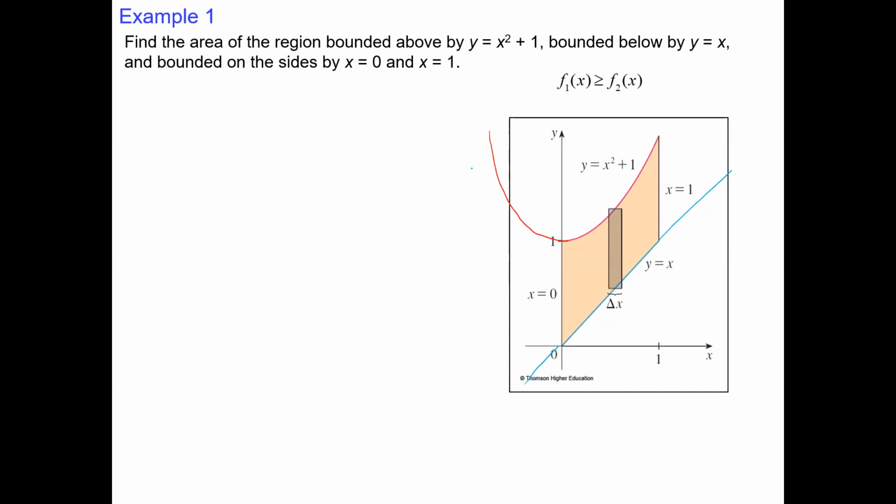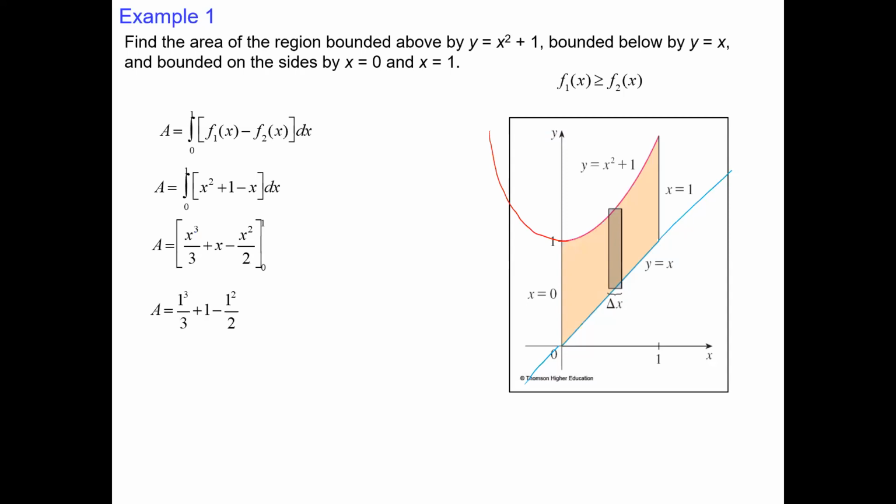That means almost nothing to think about. We can just set up an integral between 0 and 1. The top function is the parabola minus the bottom function, the line: x squared plus 1 minus x. Okay, and then it's so easy to integrate. We can even stop here, but I know that you would like to finish. You may pause the video now and try to integrate really quickly. And that's the final answer, 5/6, okay?